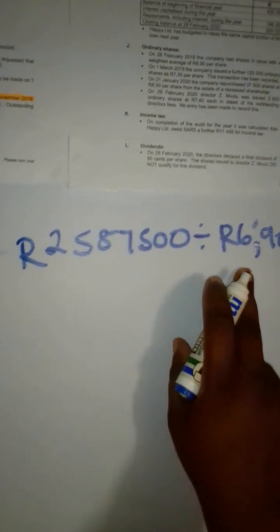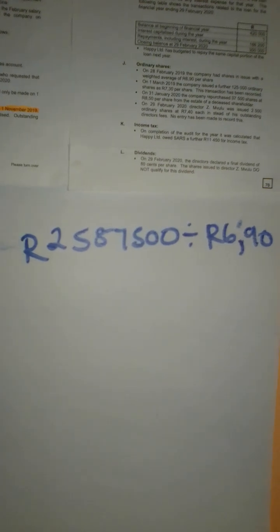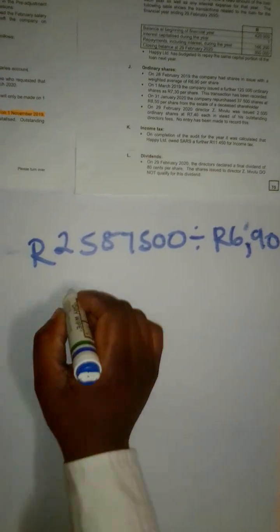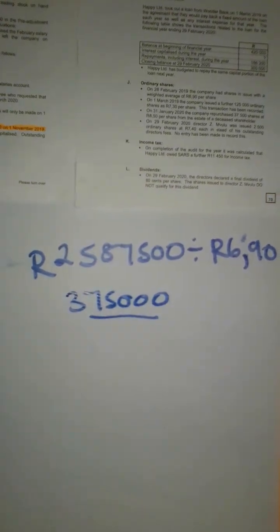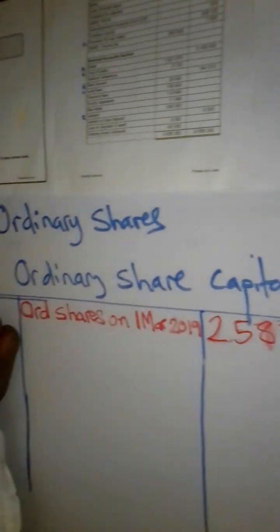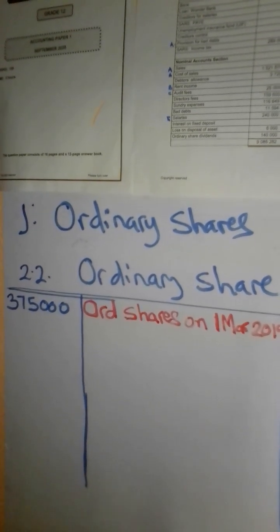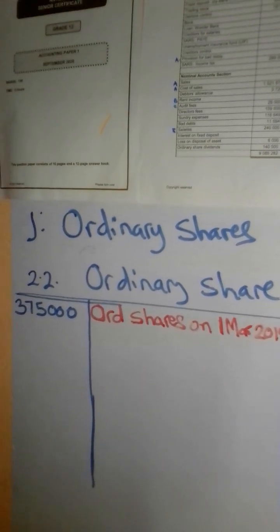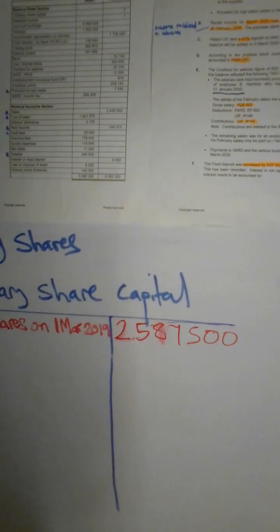2,587,500 divided by R6.90. If you divide, let's go to our calculators, we get 375,000. So 375,000 is the number of shares. It is the answer that you're supposed to record here: 375,000 ordinary shares on 1 March 2019, which amounted to 2,587,500. Let's go on to the next bullet.